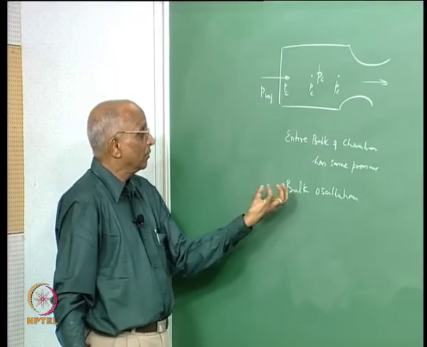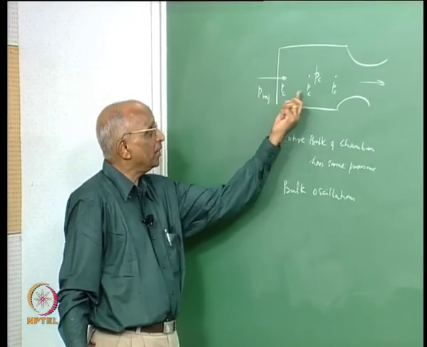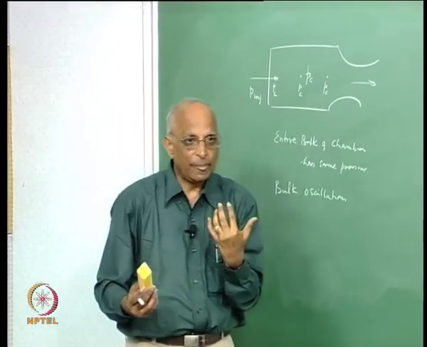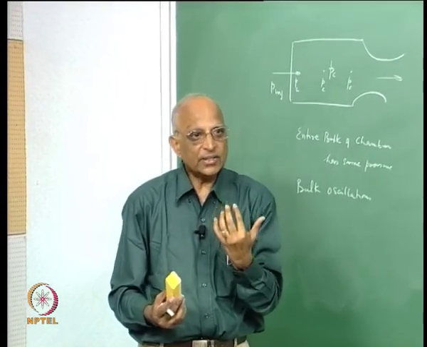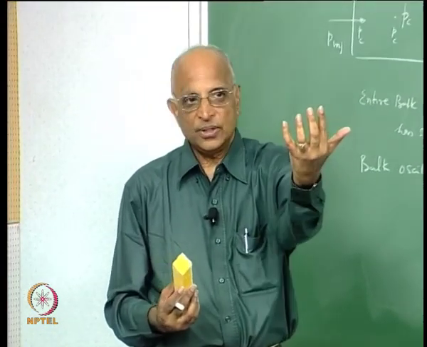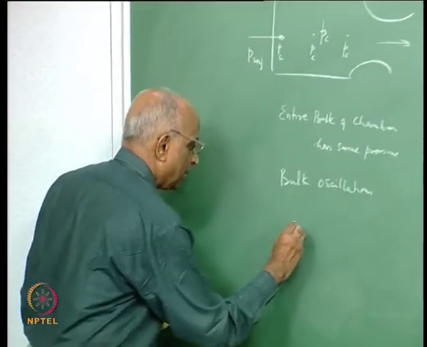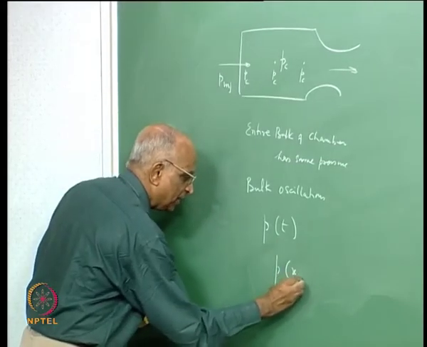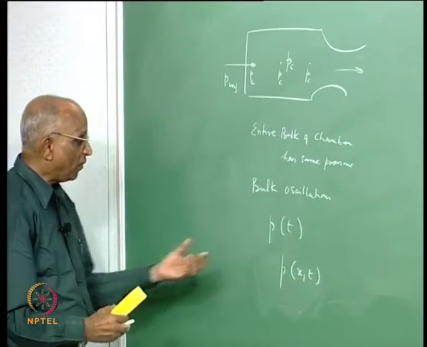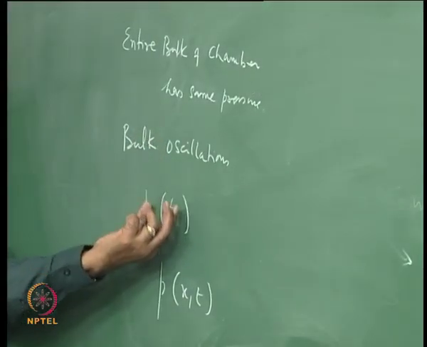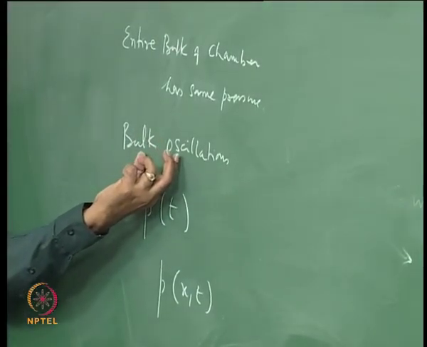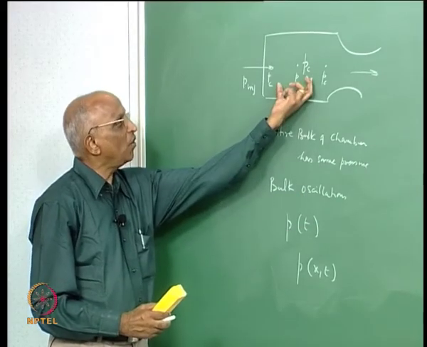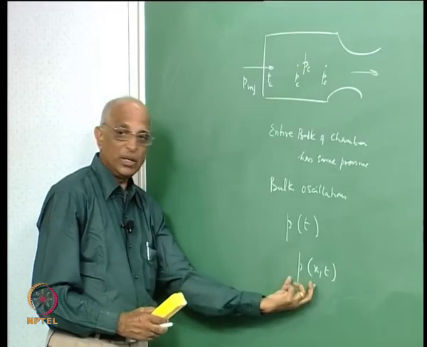But in practice what happens? I could have a different pressure here, I could have a different pressure here, and that is what happens when I talk. I am talking to you, and as I am talking, it takes some time for my signal to reach you. Therefore, it is quite possible that pressure, instead of being a function of time alone, could be a function of distance and time. Whatever we have discussed so far relates to a lumped mass assumption, wherein I take the entire volume to oscillate in unison, which may not really be true.